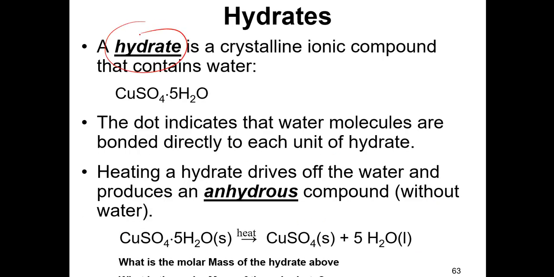These are hydrates. These are any type of ionic compounds. So notice the metal and non-metal, and the non-metal happens to be a polyatomic ion. That's another hint. It's ionic. So it's an ionic compound. It's a solid with water that is covalently bonded to it.